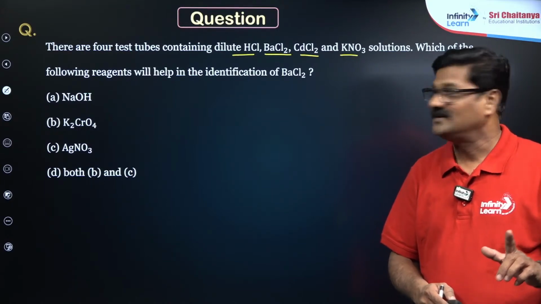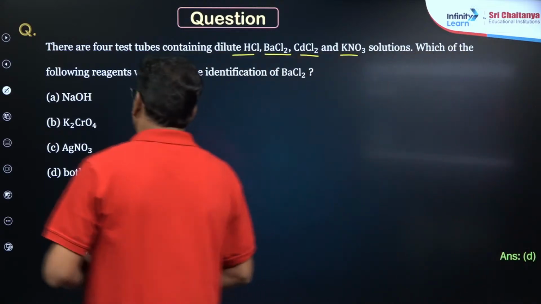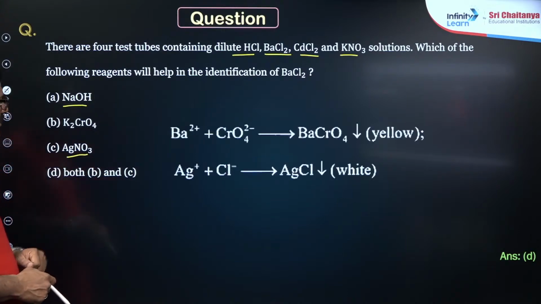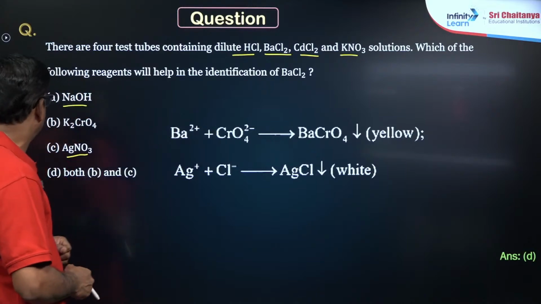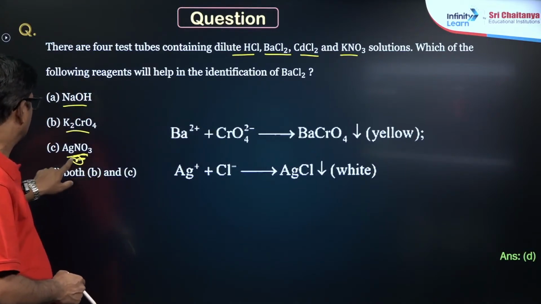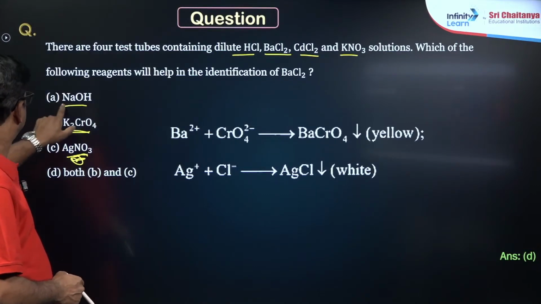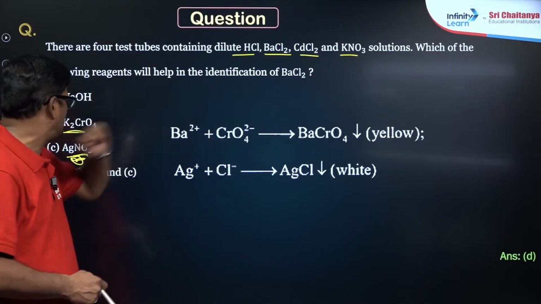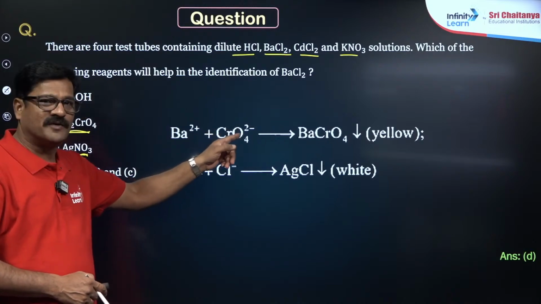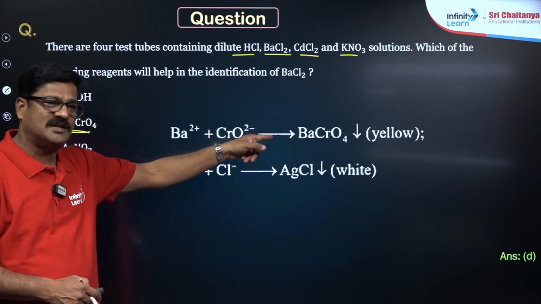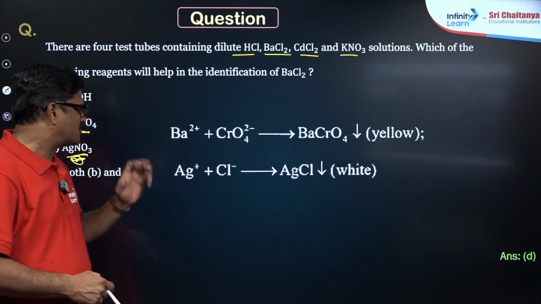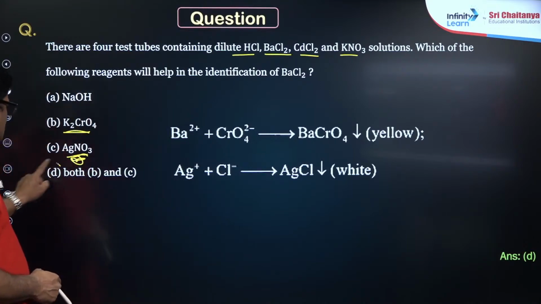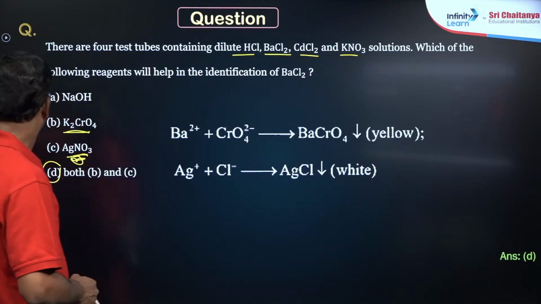Can it help in that? Yes, it is. The answer is going to be, you can do with sodium hydroxide, you can do with silver nitrate. How is it possible? If barium 2+ is there, it is going to give, so K2CrO4. Yes, B and C. Barium 2+ is going to react with potassium chromate, CrO4 2-, giving barium chromate, a yellow precipitate. Silver is going to give silver chloride, a white precipitate. So I would say the answer for this question is going to be D.